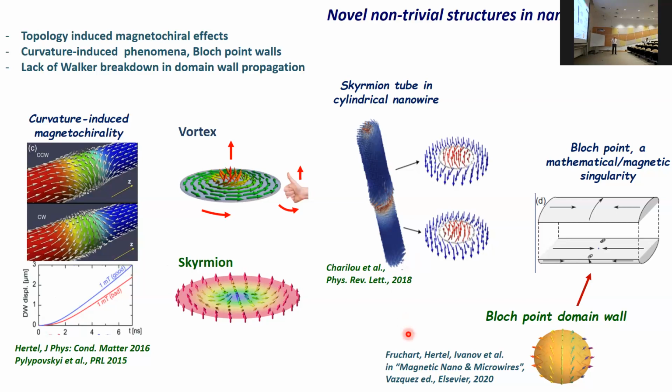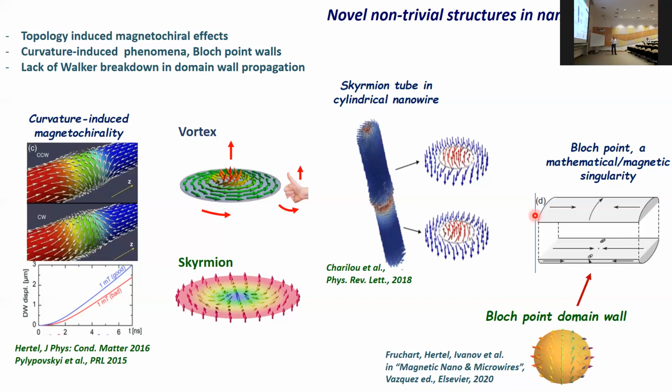Also, I would like to mention that because of the cylindrical symmetry around the axis of the nanowire, we can have what is called a Bloch point domain wall. It is energetically unfavorable, but it is a solution from an energetic point of view during the magnetization reversal process. The very existence of this Bloch point wall is related to a mathematical singularity in the axis of the wire.